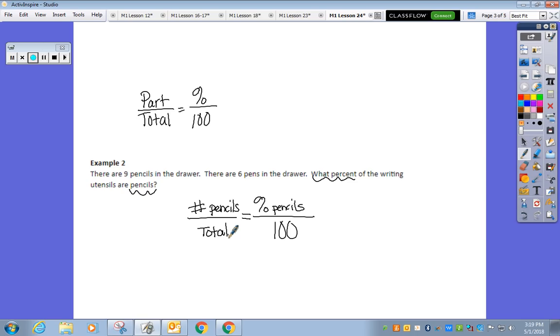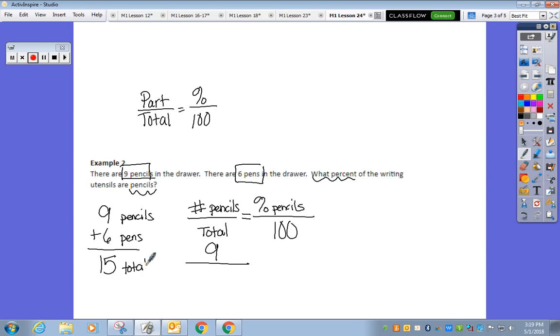Reading back into the problem, I'm given the number of pencils. That's 9. I'm not given the total number of utensils in the drawer. So to figure out the total number of utensils in the drawer, I'm going to have to take the number of pencils and the number of pens and add them together. So 9 pencils plus 6 pens tells me that there is a total of 15 utensils in the drawer. So for my total, I'm going to use 15. In other words, 9 out of the 15 utensils are pencils. And across, I'll be finding my percent. I'm going to take off pencils for right now just because I know it's going to match, and that goes over 100.